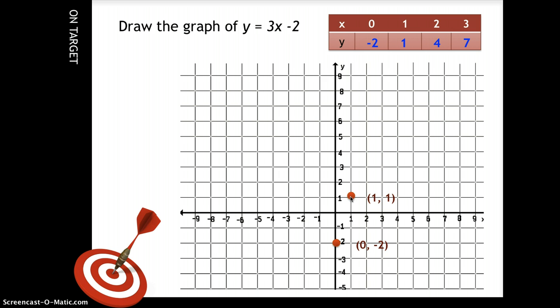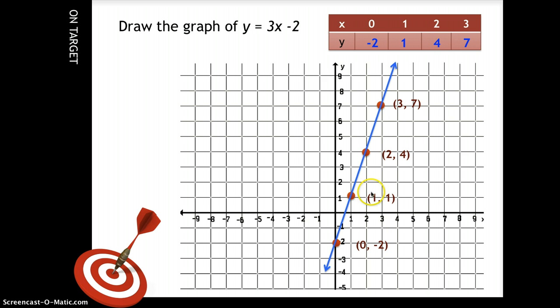The third point is 2, 4. So x is 2 and then at y it's 4, so that's your 2, 4 point. The last one is 3, 7. From the x-axis 3 and then from the y is 7, so your point ended up here, and that's point 3, 7. Now that you have plotted all the points, don't forget to connect the points, and that will give you a straight line.